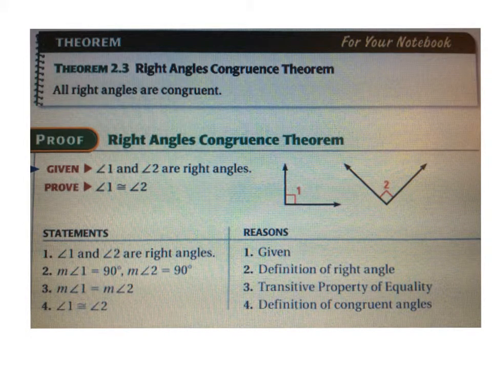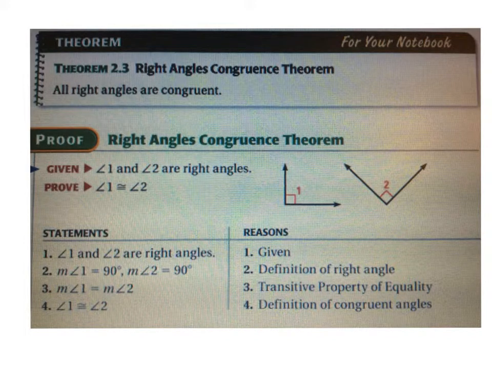Okay, so in today's lesson we are going to start off talking about the right angles congruence theorem, and it's pretty much exactly what it sounds like. So the right angles congruence theorem just says that all right angles are congruent, so that's pretty easy to remember.